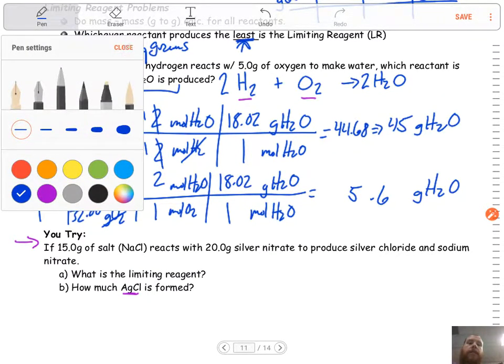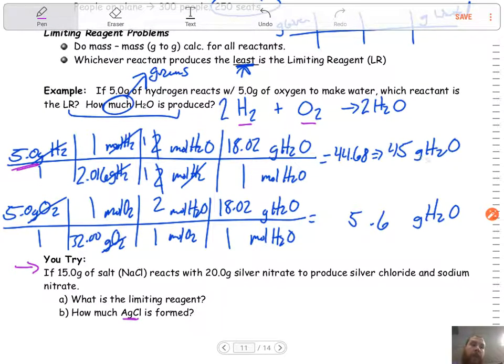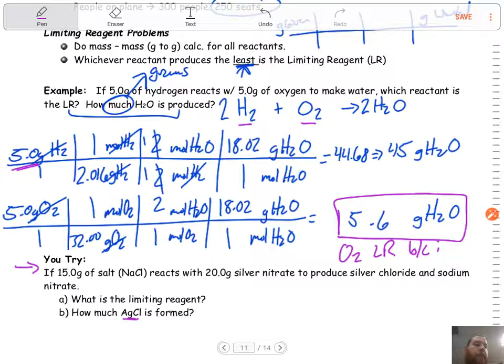Okay, so based on starting with this amount, we can produce up to 45 grams if all of it reacts. Now, with oxygen, if we start with 5 grams of oxygen and let's say we had an unlimited supply of hydrogen, we could produce at most 5.6 grams of water because the oxygen would be used up. So when we look at both of these, oxygen is going to be our limiting reactant because it runs out first. By looking at how much product could be formed, the limiting reactant produces the least amount. So in this case, 5.6 means that oxygen is our limiting reactant because it runs out first.